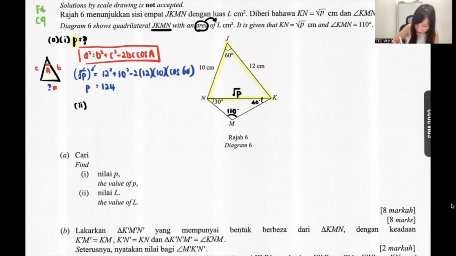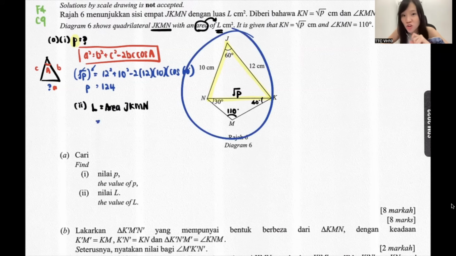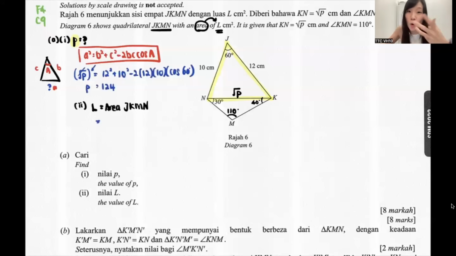Second part, they say find L. How to find L? What is L? The question already says L is the area. Isn't it? L means the area of JKMN. But guys, remember, JKMN is the whole thing, and the whole thing is not a triangle. This chapter called solution of triangle can only find triangle. So I don't think I can find the area for the whole thing together.